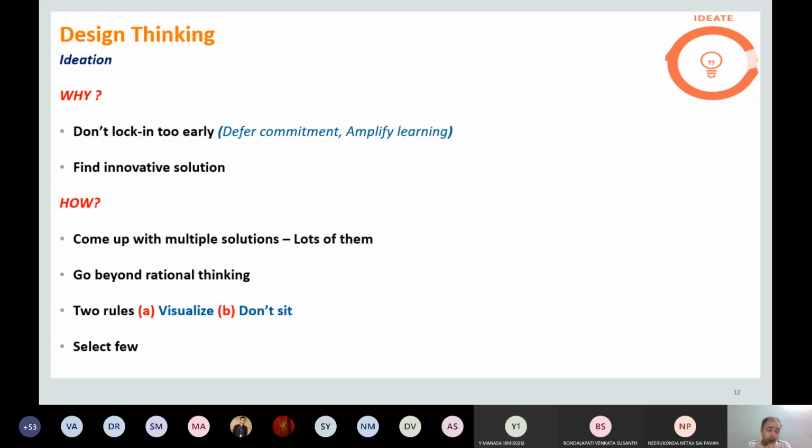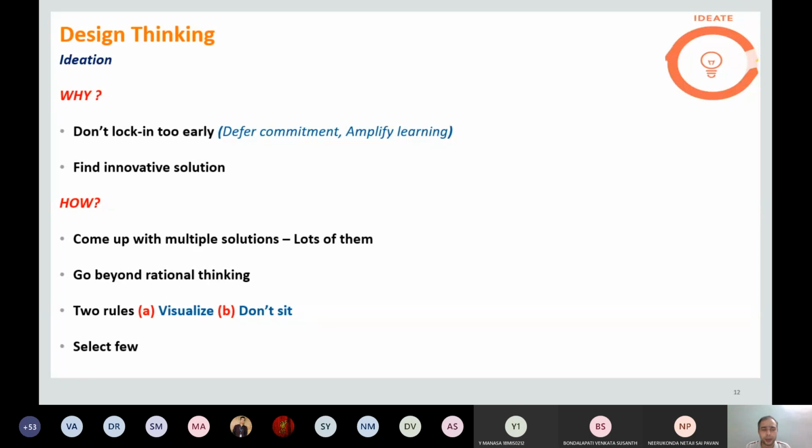Then I told you to select a lot of problems, but out of that lot, you're going to select only a few problems which you can address, which you're going to address, because ideas are more. You got more ideas to solve your problem, but you're going to select only the innovative ideas.